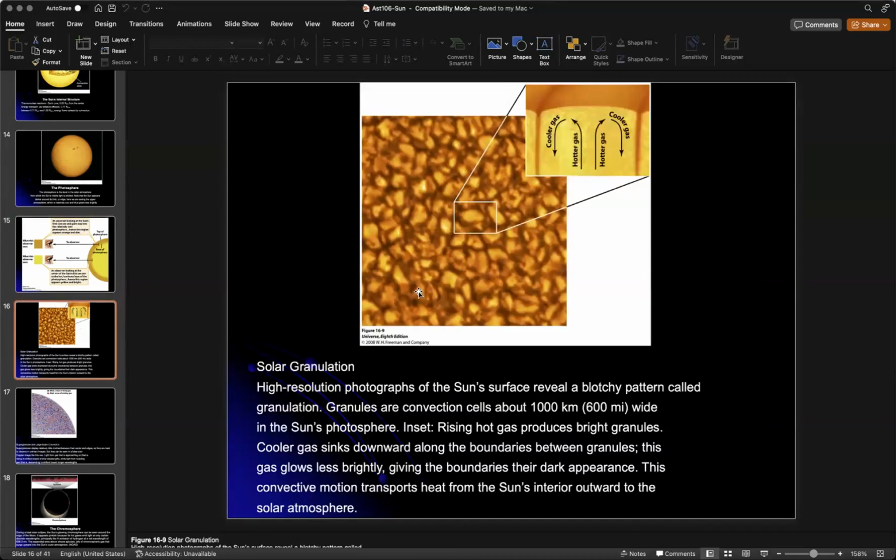If we take a very powerful telescope and look closely at the surface of the sun, we find this granular structure. This granular structure is because of the convection cells that are produced.